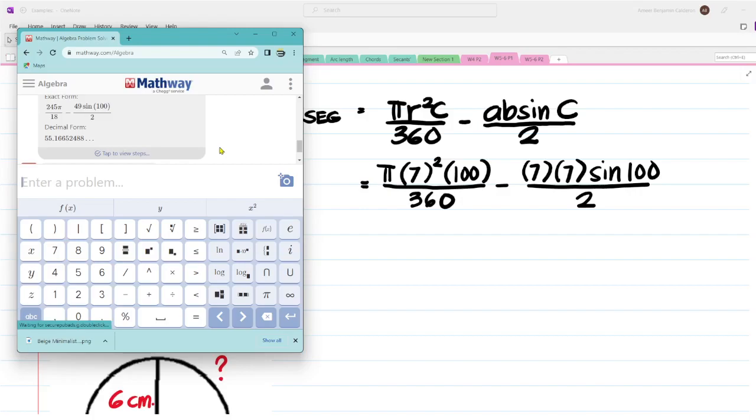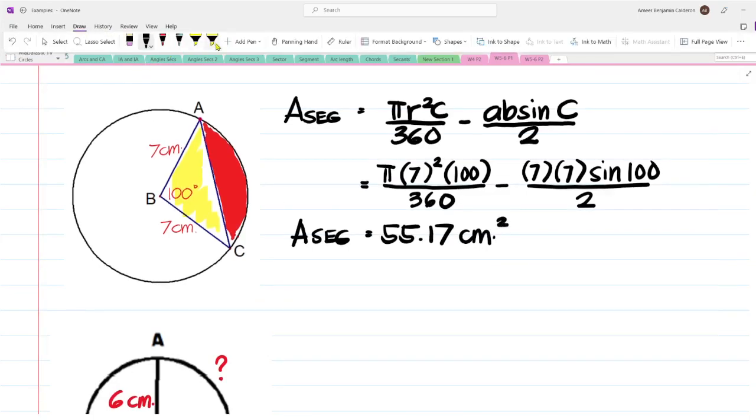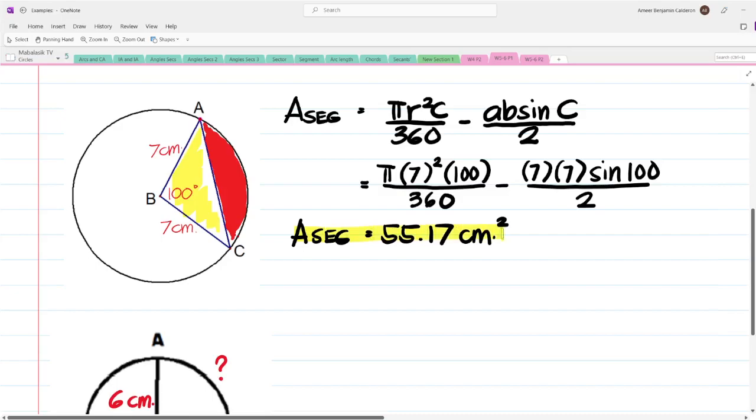Let us look at the decimal form. That's 55.166. Again, we want to round off to the nearest two decimal places. So that's 55.17. So the area of our segment is 55.17 square centimeters because area is always expressed in square units. Let's have our last example.